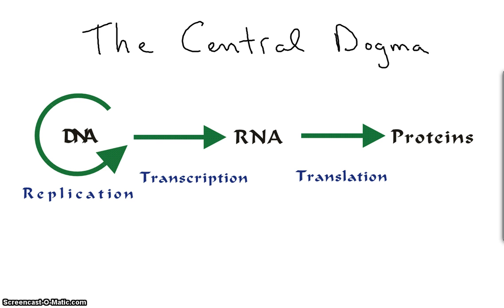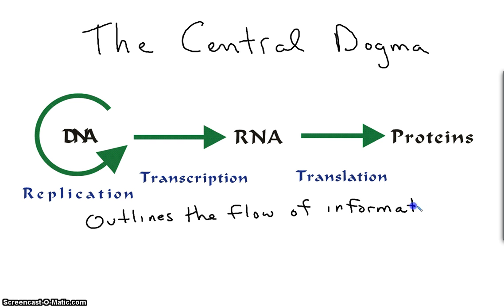So we're going to look at the transfer of information from our DNA, from our genes, to what actually gets expressed as proteins. So this idea of the central dogma outlines the flow of information in biological systems.